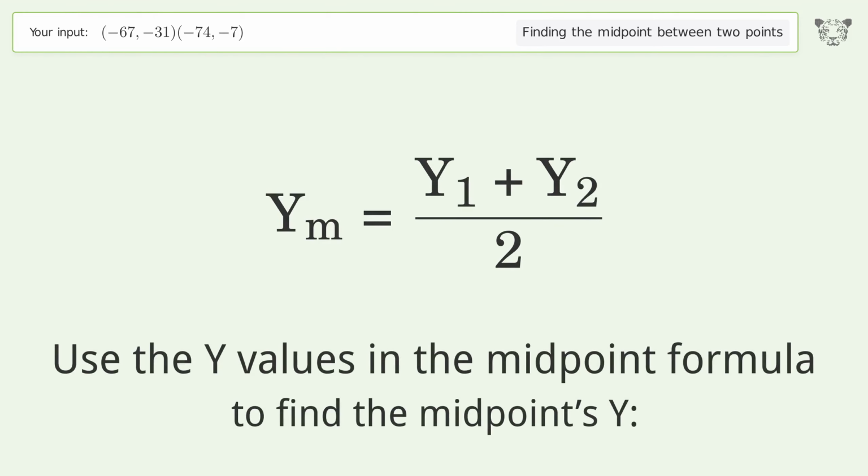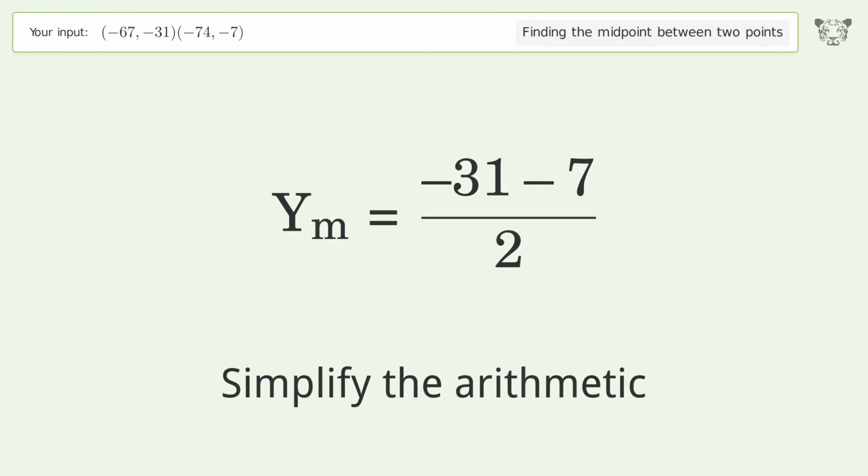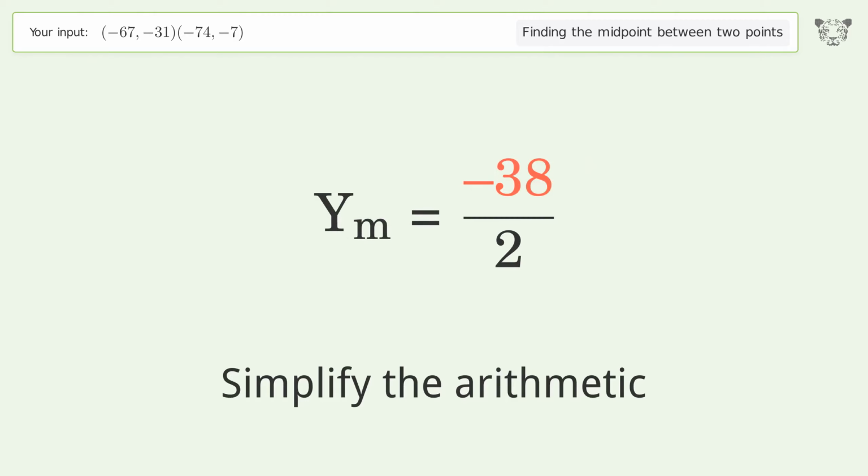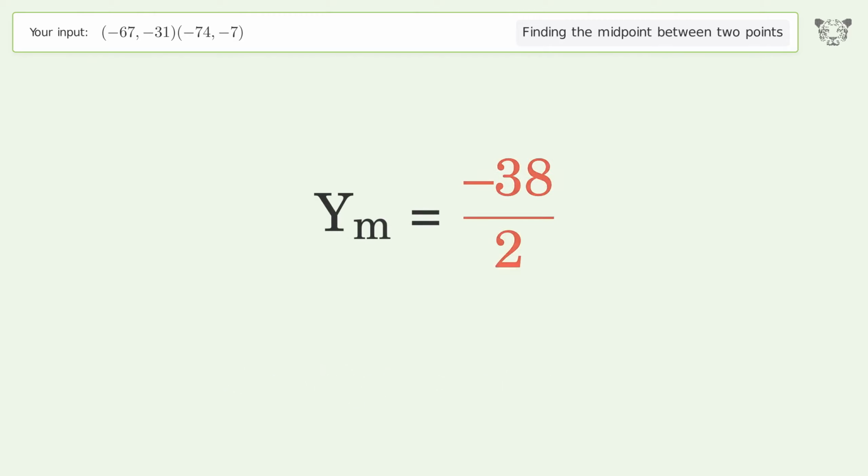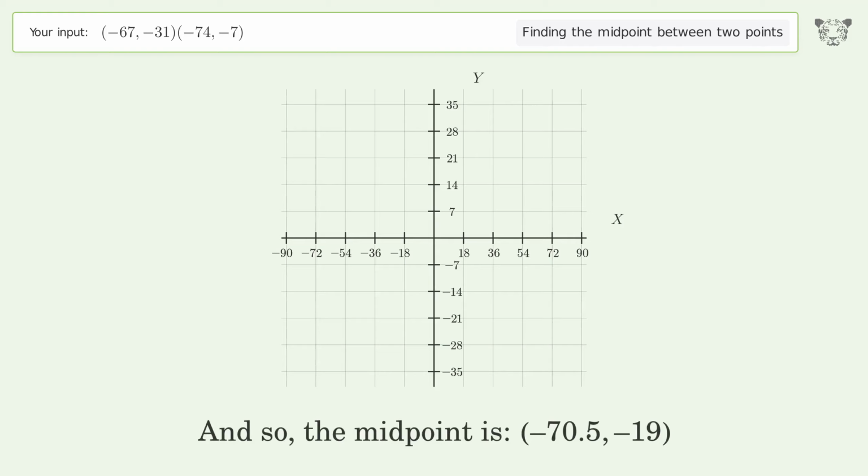Use the y values in the midpoint formula to find the midpoints y. y1 equals negative 31. y2 equals negative 7. Simplify the arithmetic. And so, the midpoint is negative 70.5, negative 19.